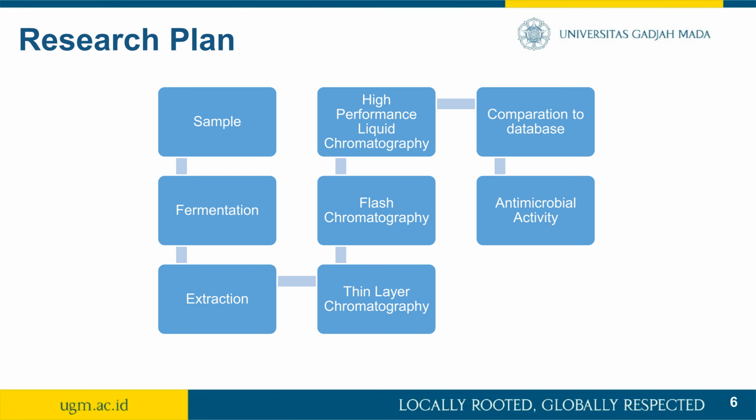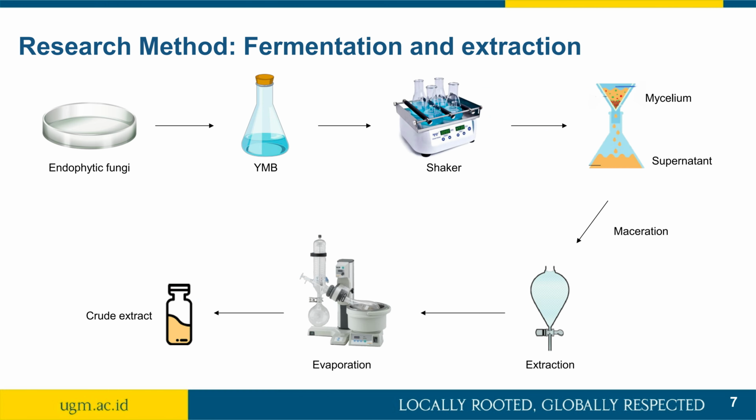The research was conducted in several major parts. To prove hypothesis 1: the preparation of the sample, including fermentation and extraction, and analysis including thin layer chromatography, flash chromatography, and high-performance liquid chromatography. To prove hypothesis 2: comparison of the isolated secondary metabolites with a database, and antimicrobial activity tests. The full research design is shown in this figure, and all of the experiments and characterization were carried out in the Research Center for Chemistry, National Research and Innovation Agency, Indonesia. Fermentation and extraction.